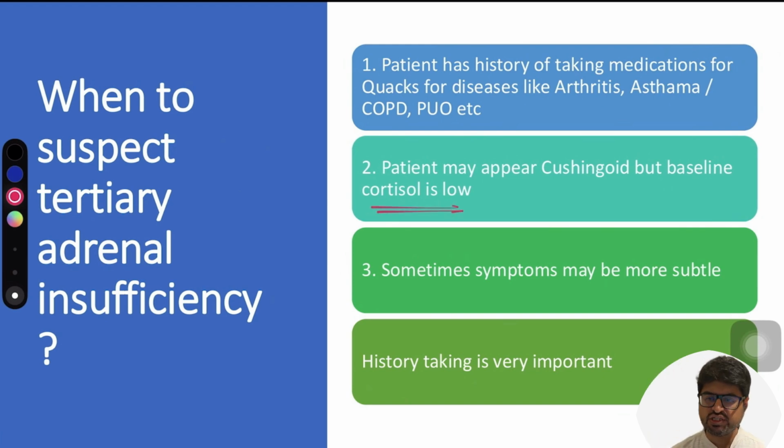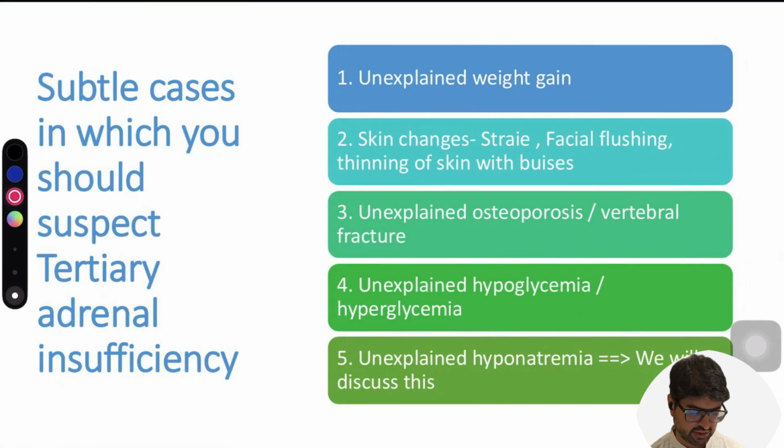Sometimes the symptoms may be more subtle, right? Sometimes the patient will complain of a vague weight gain. Sometimes the patient will complain of some vague symptoms. Patient will have some skin lesions, right? So all these things are very important, and history taking is something which is very crucial for these type of patients. Subtle cases may be unexplained weight loss, skin changes, unexplained osteoporosis or vertebral fractures, unexplained hypoglycemia or hyperglycemia, right?